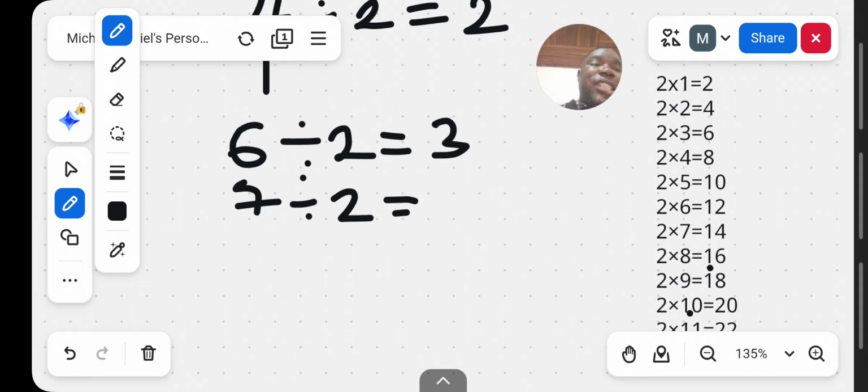2 times 1, 2, 2 times 2, 4, 2 times 3, 6, 2 times 4, 8. So that means 7 is between 6 and 8. And remember, we cannot use 8. So what do we use? We use 6. We ask ourselves the question using 6.